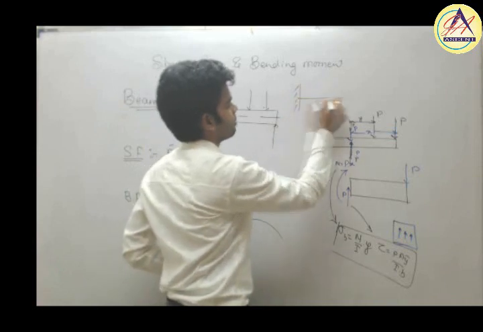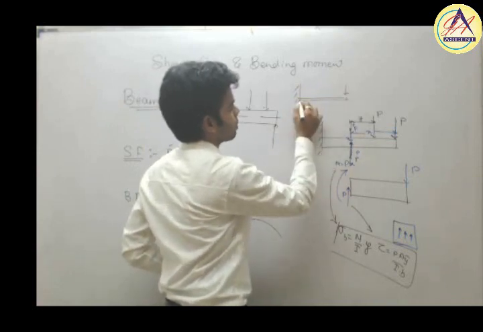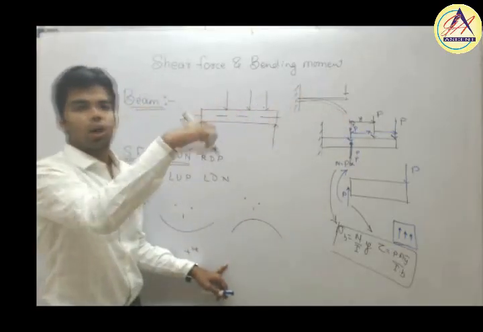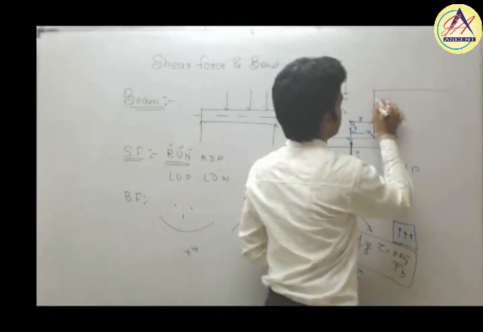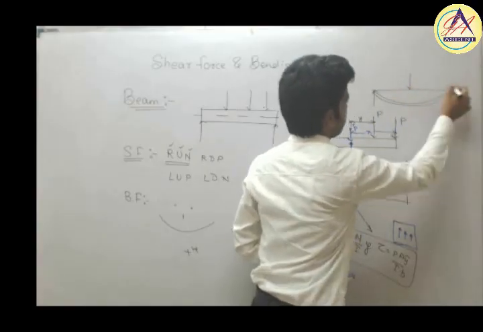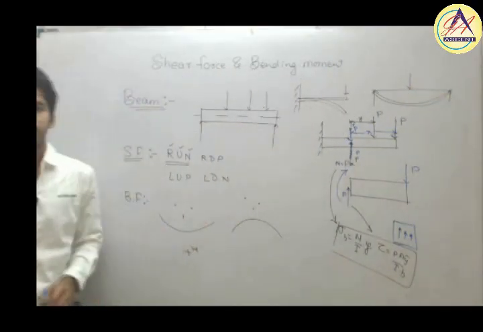Suppose we have a cantilever beam and a load is applied. What will be the elastic curve for this? Like this. So the beam is crying. How can the beam smile? Suppose we have a simply supported beam and a load is applied. What will be the elastic curve? Like this. That means the beam is smiling.